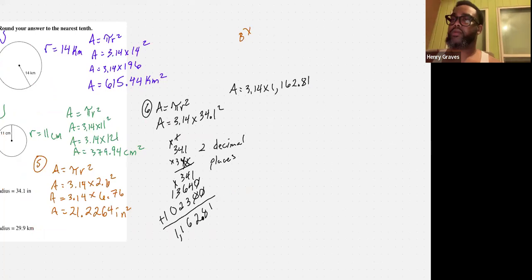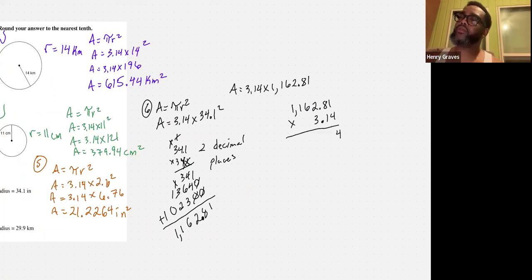So I'm going to do 1,162.81 times 3.14. 4 times 1 is 4. 4 times 8 is 32. 4 times 2 is 8 plus 3 is 11. I don't want to make a mistake. I lose my perfect thing. It was 4, 2, 3. Okay, good.